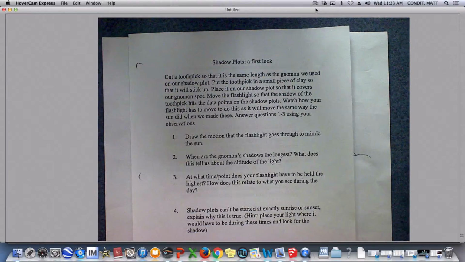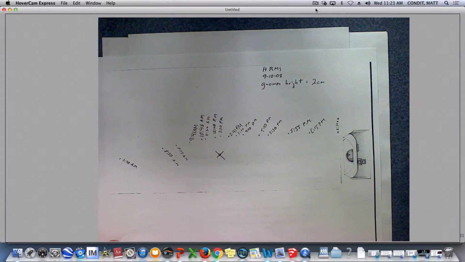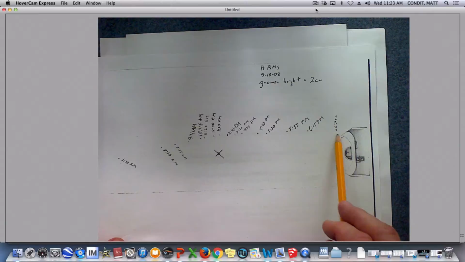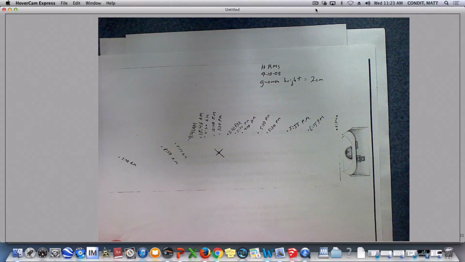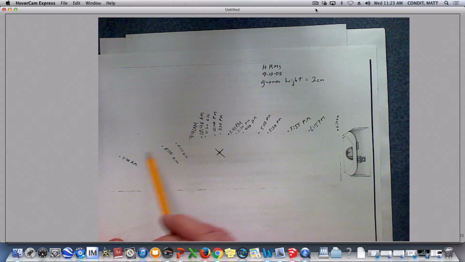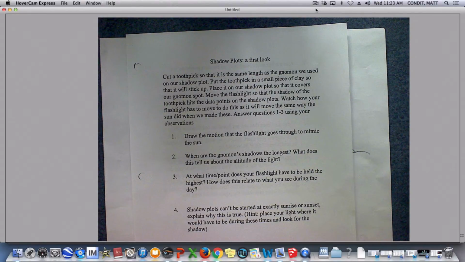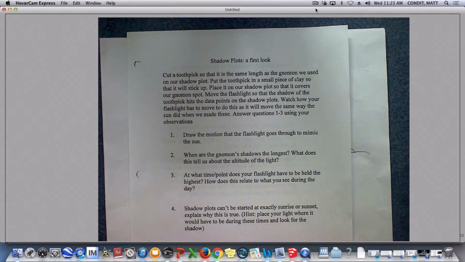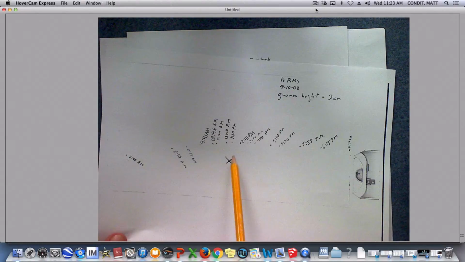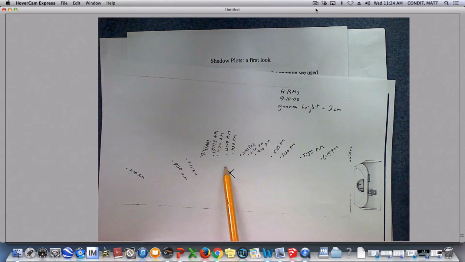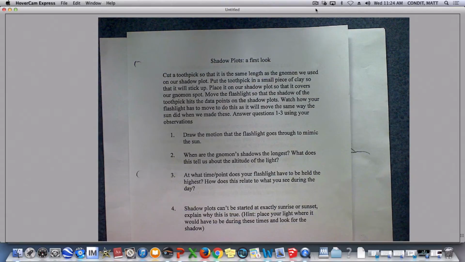Then we had, when are the gnomon shadows the longest? And what does that tell us about the altitude of the light? Well, they're longest in the morning and in the afternoon, and that tells us at those times the sun's pretty low because the shadows are long. As we go to midday, they become shorter and shorter. At some point, we hit a shortest shadow of the day, and then they start getting longer again. Okay. At what time of day does your flashlight have to be held the highest? Well, that's at the middle of the day when those shadows are very short from the gnomon to the shadow point.